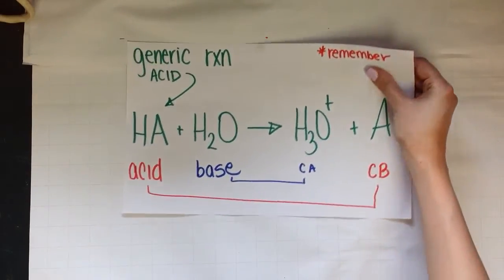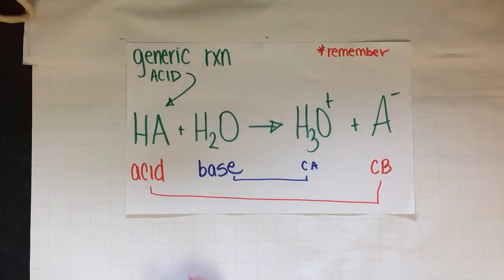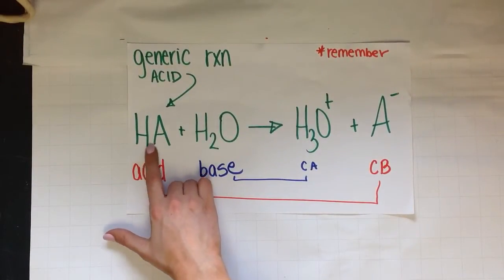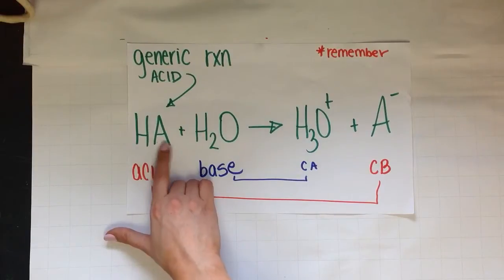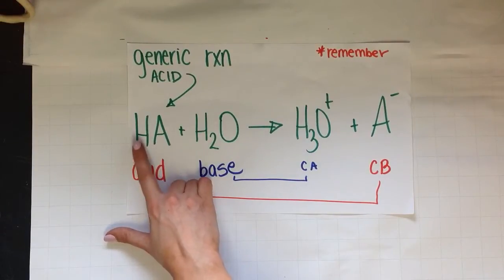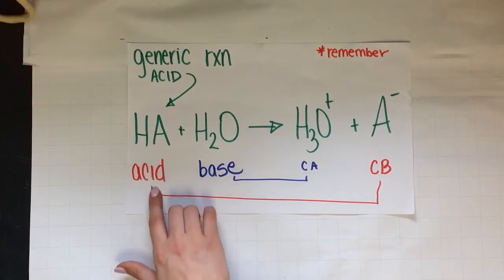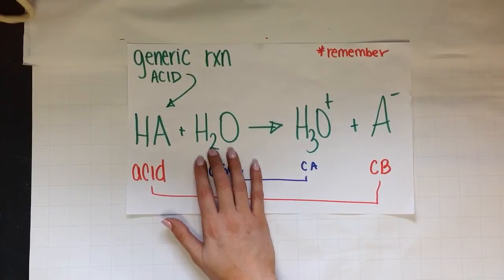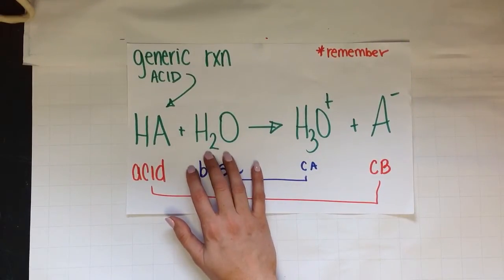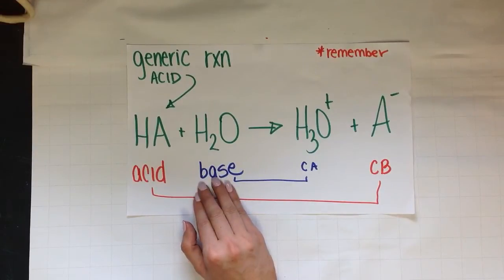Also something to remember is our generic reaction seen here. HA refers to just a generic acid, a hydrogen attached to some sort of an anion here. This could be HCl, okay? This could be H2SO4 if we wanted it to be. So this is our acid, and then water acts as our base. Remember, water can act as an acid or a base, and we'll learn that in another video. In this instance, it's going to act as a base.